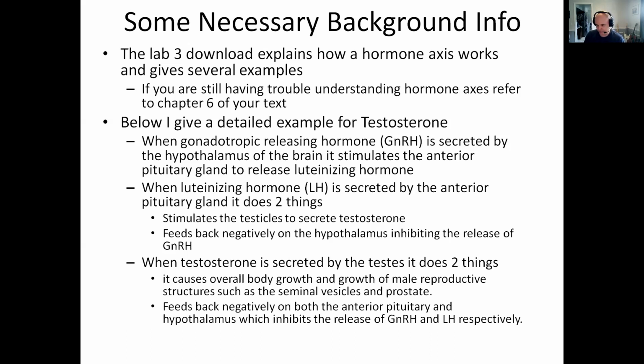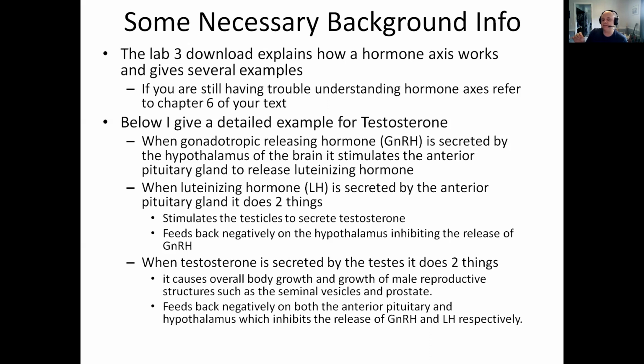This is, as you learned from chapter 1, a negative feedback loop. So one job of luteinizing hormone is to positively affect the testes, causing it to release testosterone, but also to negatively affect the hypothalamus to slow down the production of gonadotropic releasing hormone.